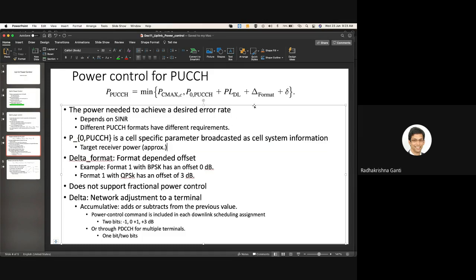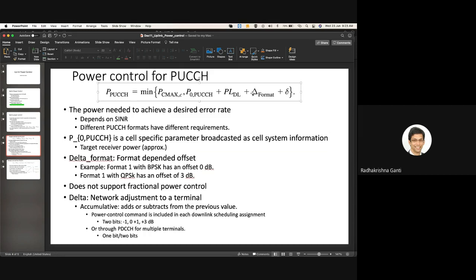And for each format, they added a correction factor. This delta format changes with different formats. Format 0 will have something, format 1 will have something, format 2 will have something. For example, format 1 with BPSK will have 0 dB. Format 1 with QPSK will have an offset, it requires 3 dB more. Format 0 will have a different value. So this delta format is format dependent. P0 PUCCH is the base level power that's required, and on top of that, you change it for each format.